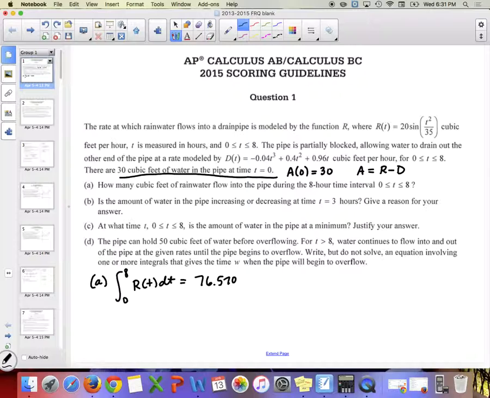What the units are is just, in gallons, or not gallons, what am I talking about? Cubic feet. It would make sense that it's gallons if it's water, but that's okay.